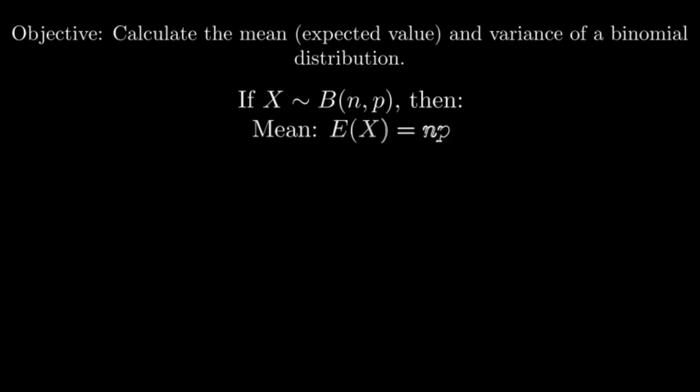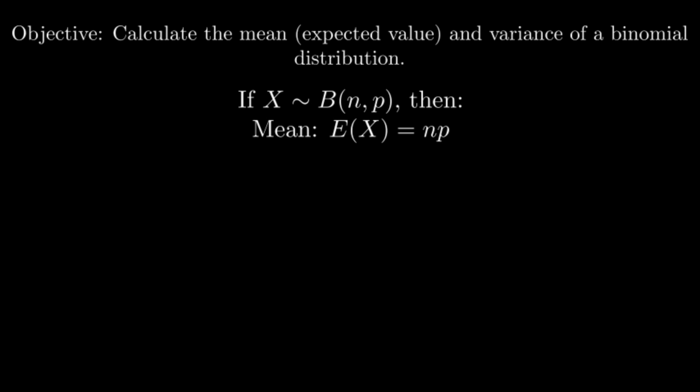If a random variable X follows a binomial distribution with parameters n and p, then its expected value, or mean, is simply n times p. It's that straightforward. This should feel intuitive. If you flip a coin 100 times, how many heads would you expect? You'd say 50. That's just n times p, or 100 times 0.5.